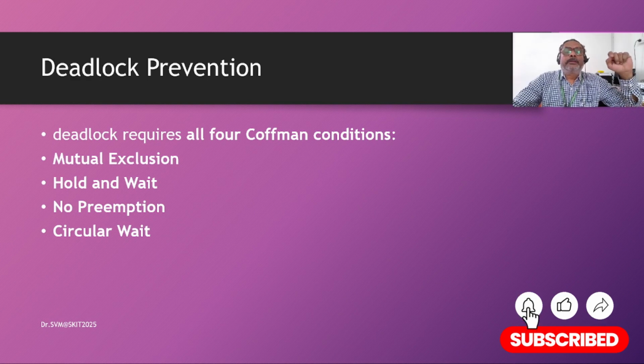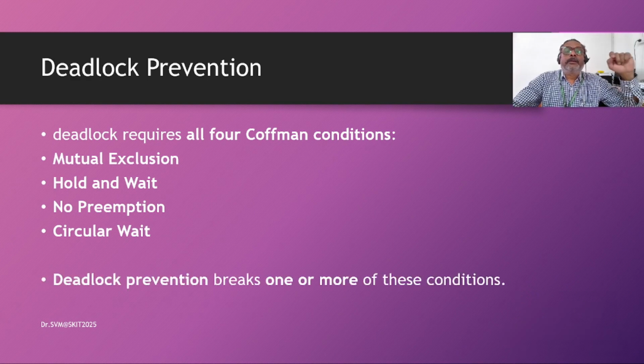Deadlock prevention makes sure that at least one of these four conditions is not met. Either there should not be mutual exclusion, or there should not be hold and wait, or there should not be no preemption, or there should not be a circular wait. If one of them breaks, then definitely there won't be any possibility of a deadlock situation. So that is the goal of deadlock prevention. Let us see how we can target each of these so that we can prevent deadlock.